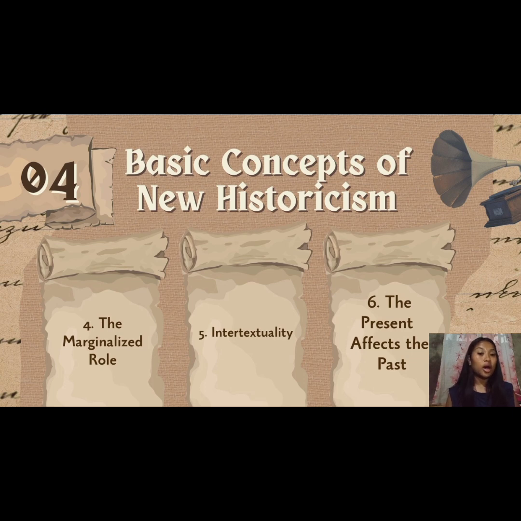Literature is linked to other texts, both non-literary, such as legal documents, personal letters, political speeches, which all help to know the time in which we are. And the last one is the present affects the past. How we understand history and literature is influenced by our modern day concerns and preconceptions. New historicists are conscious of their own time location when reading historical facts.